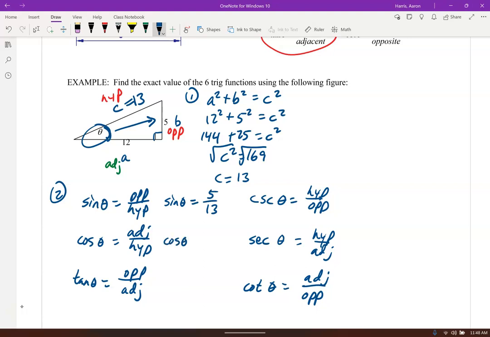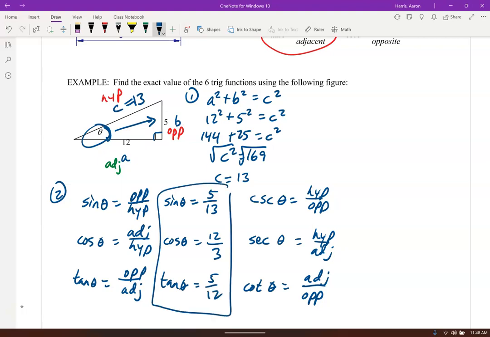Cosine of theta would be the adjacent, that'd be the 12 over the 13. Tangent would be the opposite over the adjacent, so 5 over 12. There's 3 of our answers.